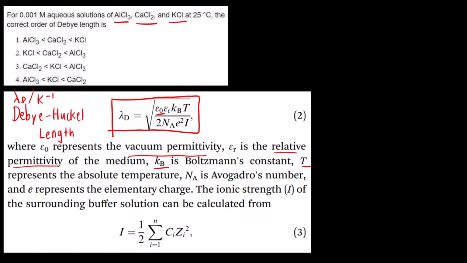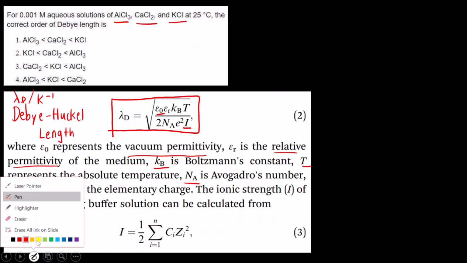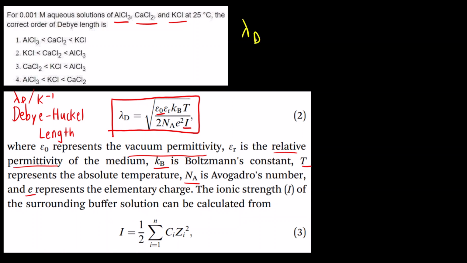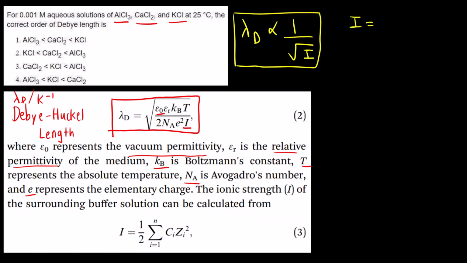Then Na is Avogadro's number. E is the charge, in Faraday, and I is the ionic strength. So what is important for us is that lambda D, the Debye-Huckel length, is inversely proportional to the square root of the ionic strength. This is the piece of information that we must know. Even if you do not remember this entire formula, for this question knowing this much will be enough. And what is the formula for ionic strength?